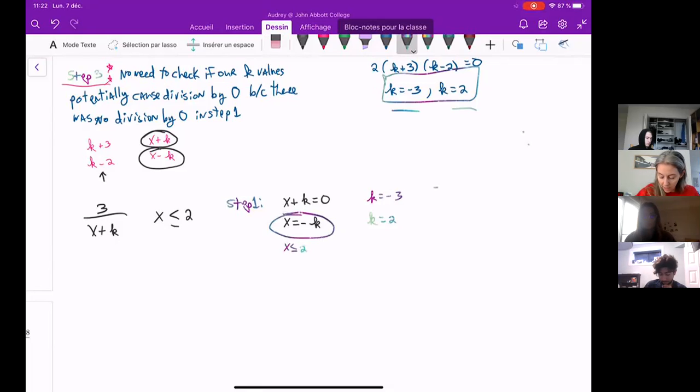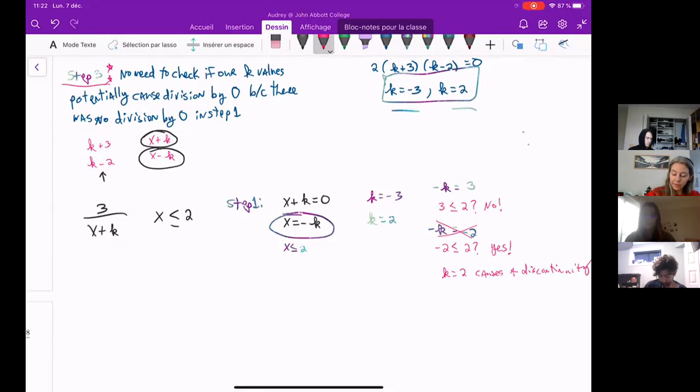So here I would say negative k is equal to positive 3, and then I would check: is 3 less than or equal to 2? No. And then the other thing would be negative k is equal to negative 2. Is negative 2 less than or equal to 2? Yes. Which would mean that that 2 causes a discontinuity. So k equals 2 causes a discontinuity. So that's one option for how you could deal with it.